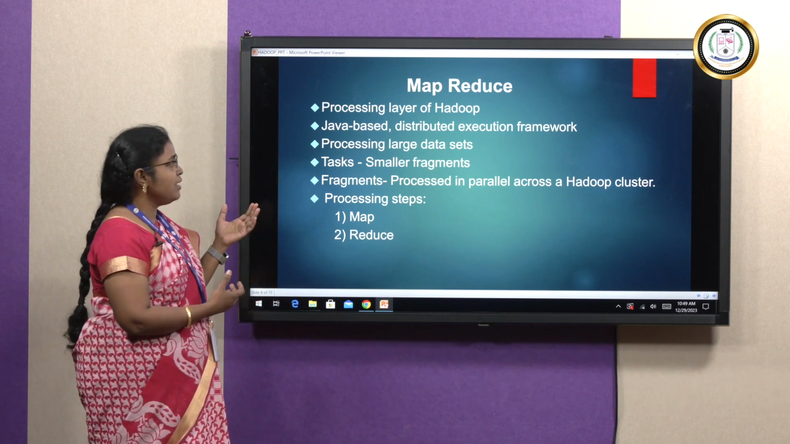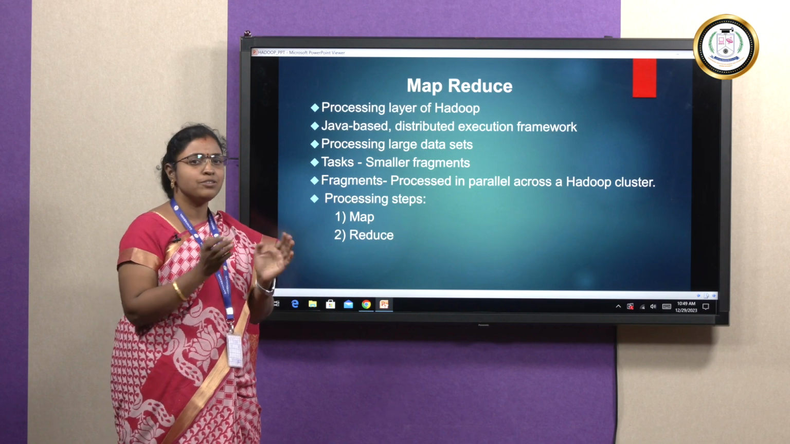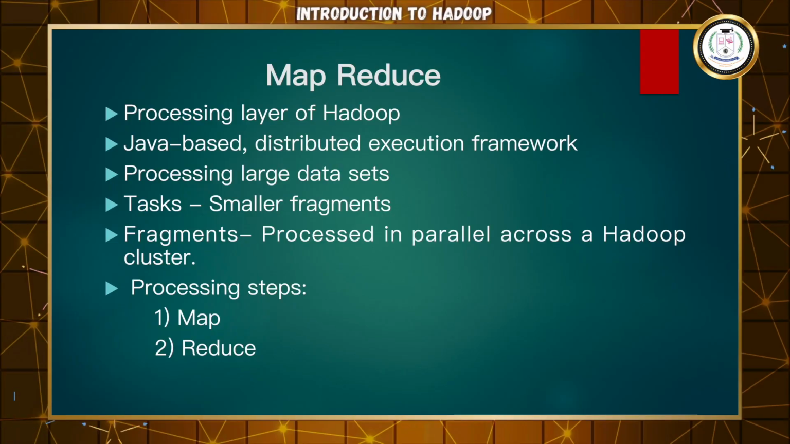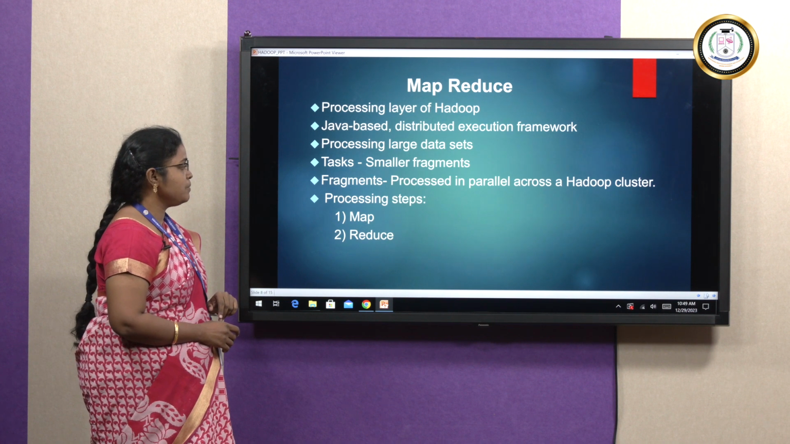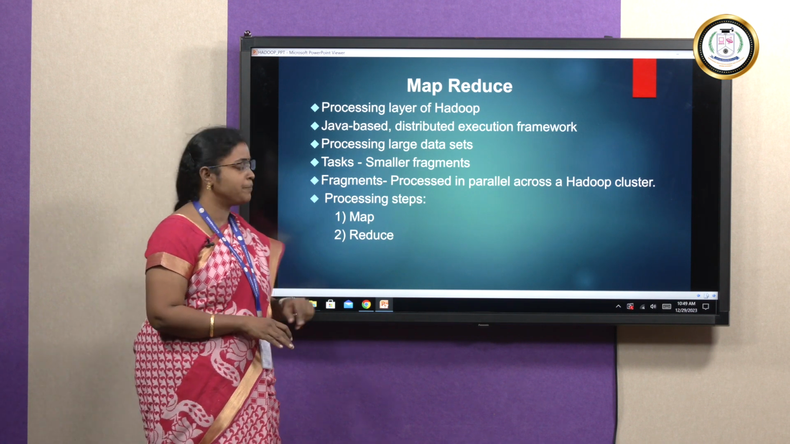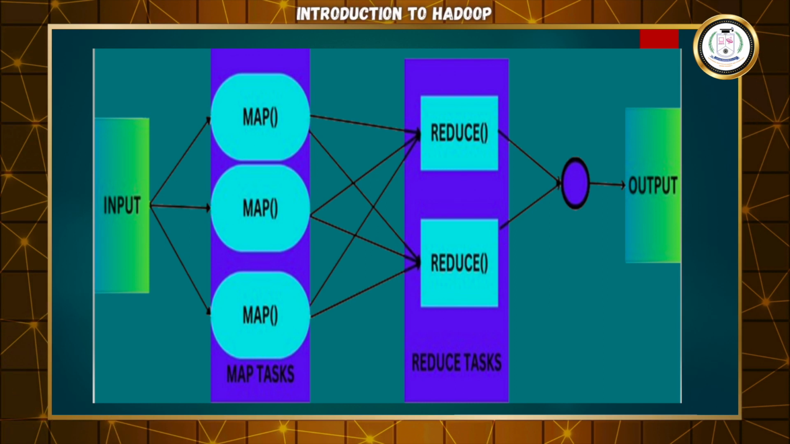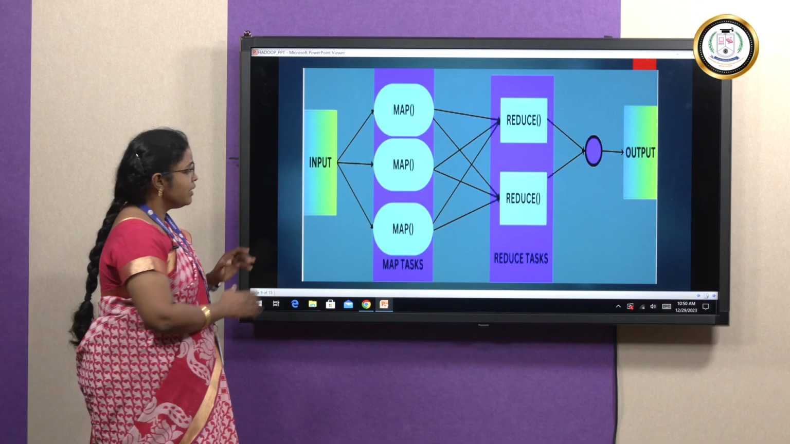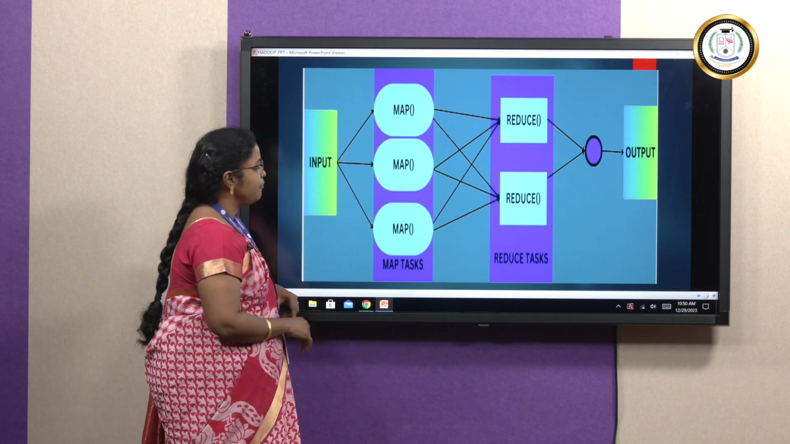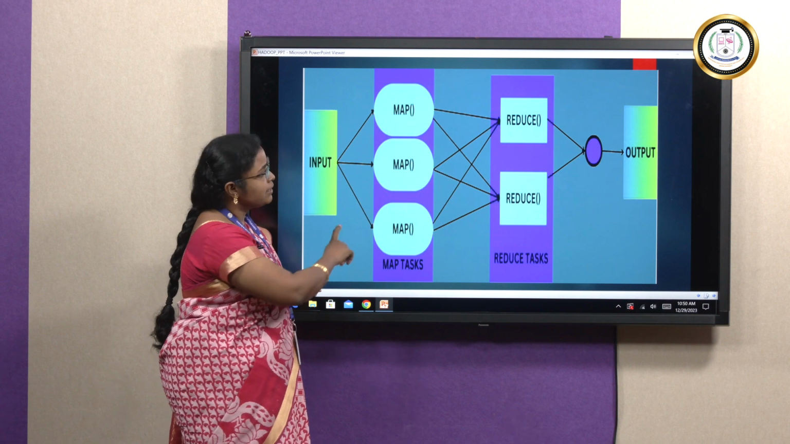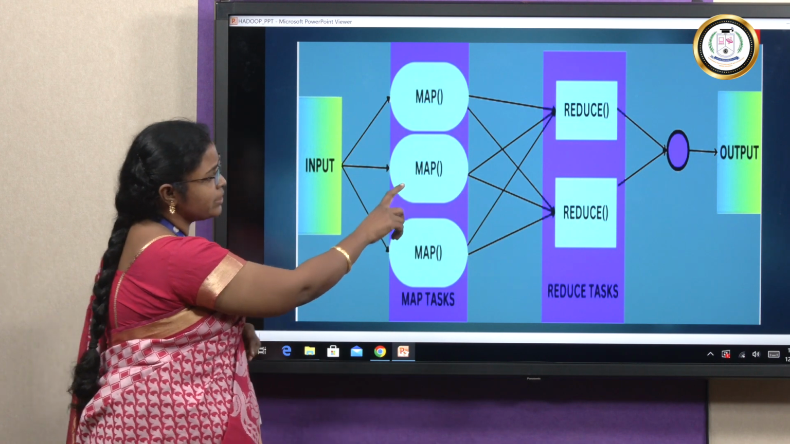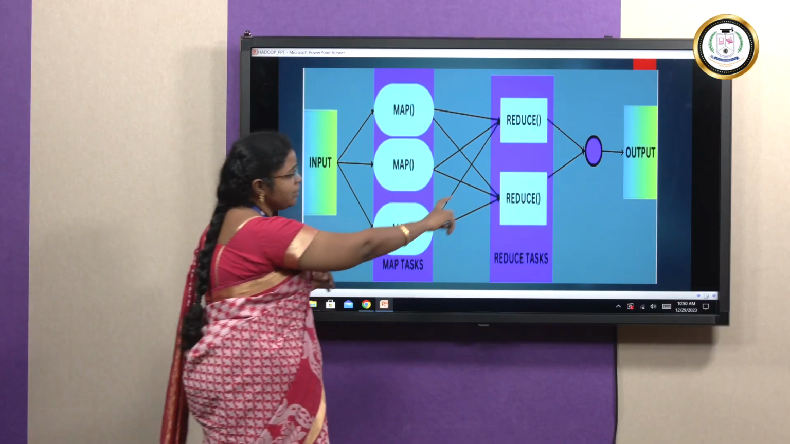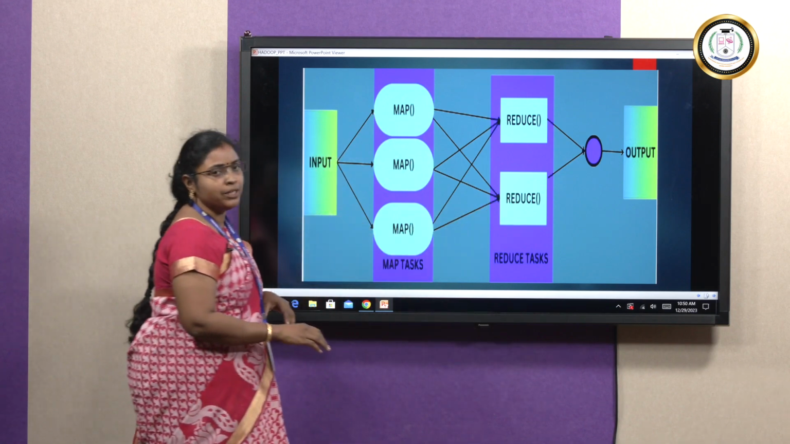The tasks are divided into smaller chunks, that is smaller fragments. The fragments are processed in a parallel manner across the Hadoop cluster. There are two major steps in the processing: one is the map step, another one is the reduce step. This is the overall diagram for your MapReduce program. We get the input, and the input is divided among smaller map functions. The tasks are named map tasks. Then the results are consolidated with the help of the reduce task, that is, the reducer function. Finally, the output is consolidated and provided to the client.